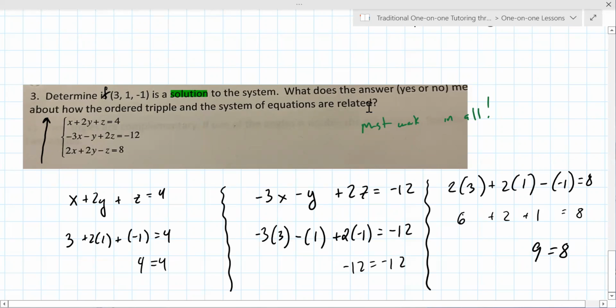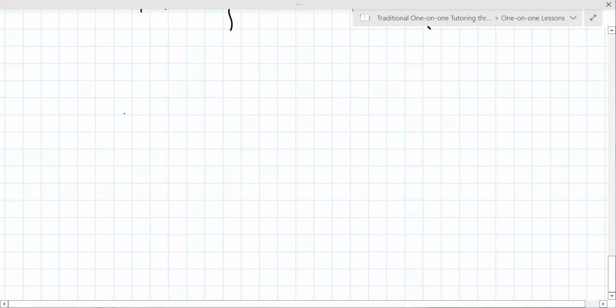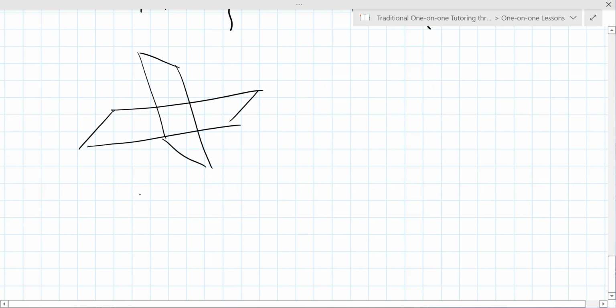Now, when it says here, what does the answer yes or no mean about how the ordered triple and the system of equations are related? I guess they're looking for something like consistent, possibly. I'm not really sure what your teacher means here. So graphically, and you don't need to know this, it's three planes that are intersecting. So if you can imagine what that might look like.